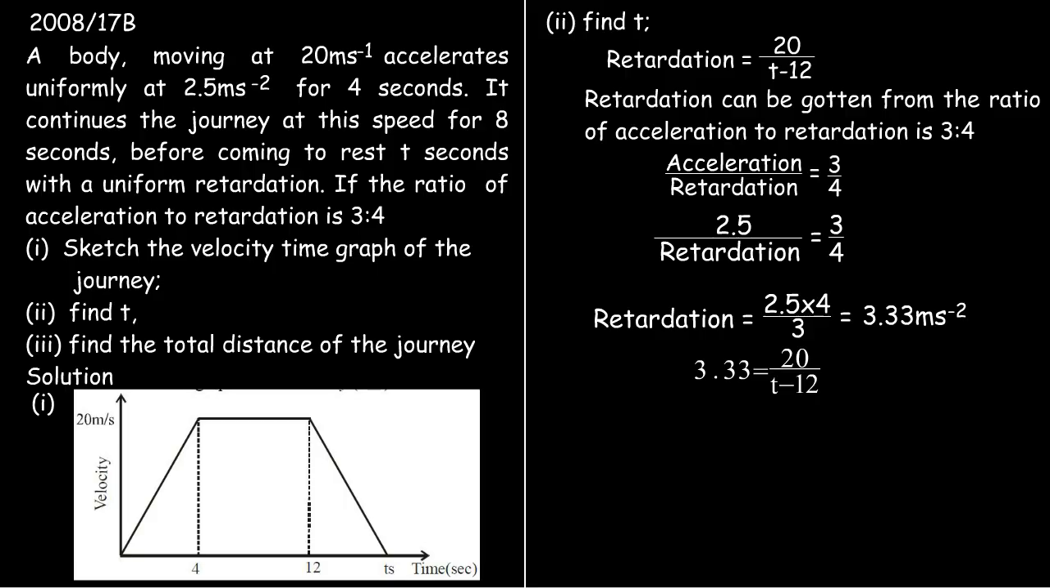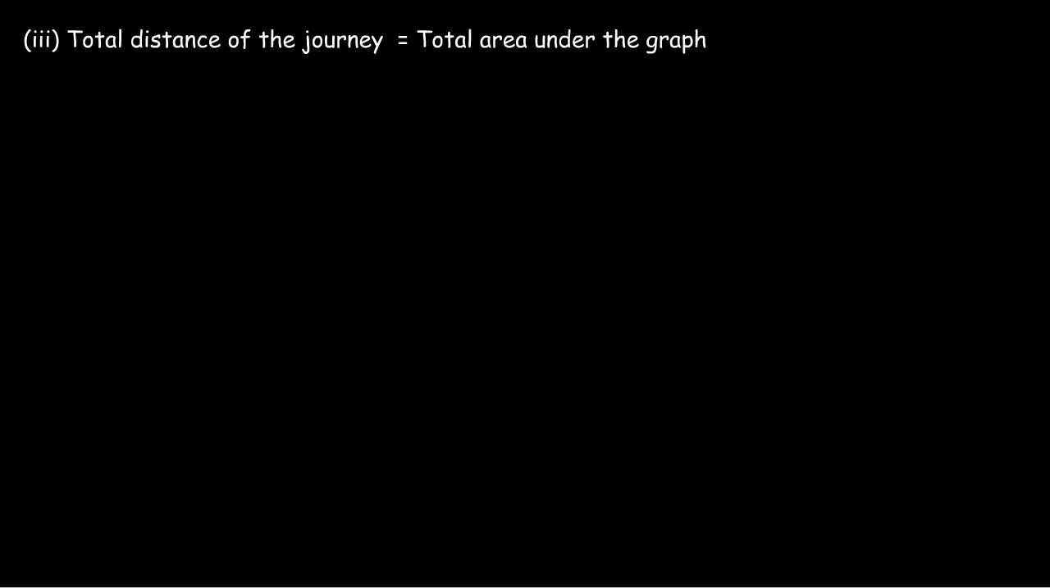Cross multiplying, it becomes 3.33 in bracket t minus 12 is equal to 20, and making t the subject of the formula and opening our bracket, t will be equal to 20 plus 39.96 divided by 3.33, which is equal to 18.01, approximately 18.